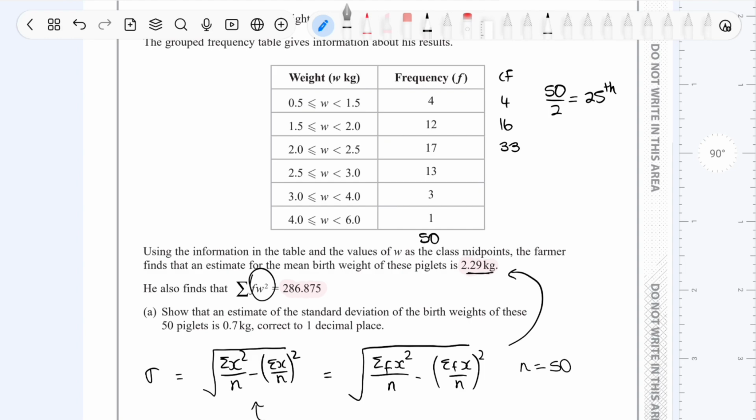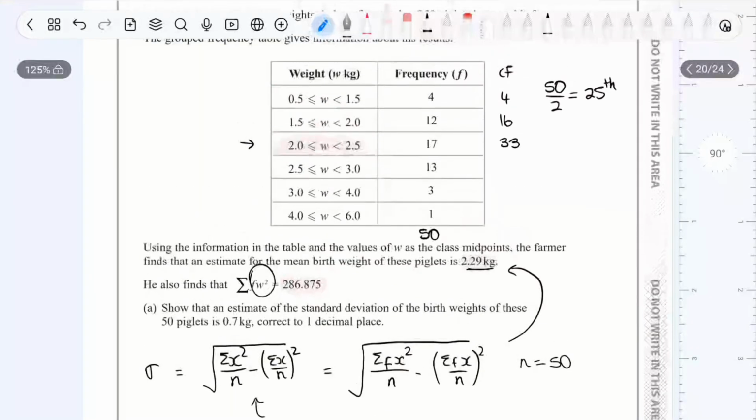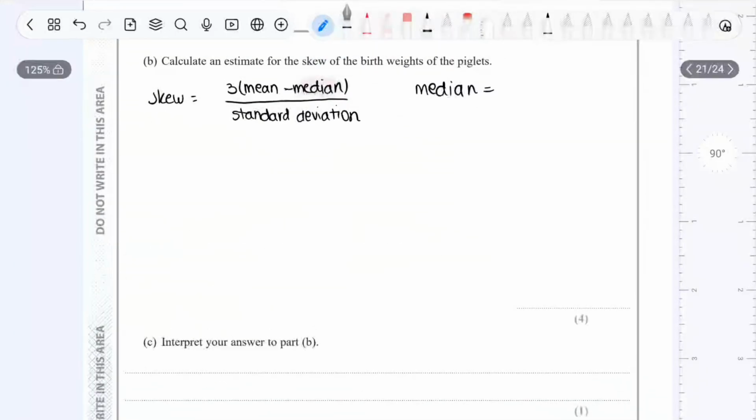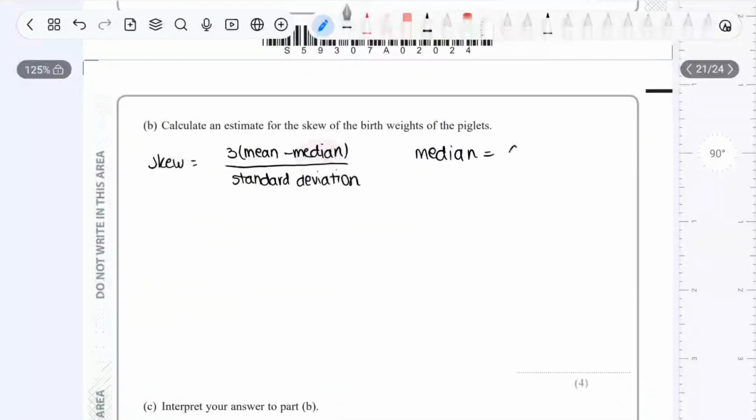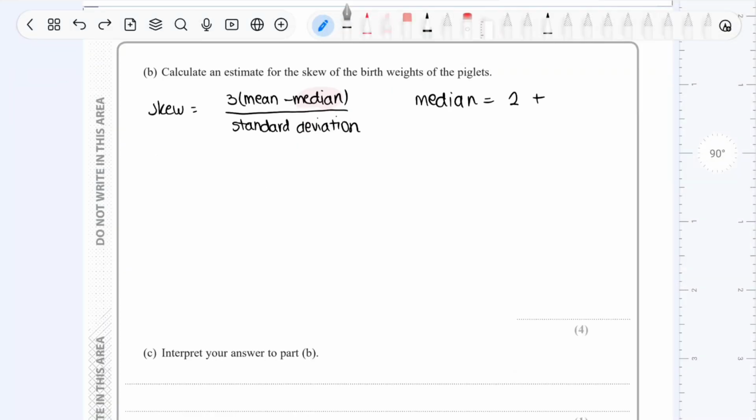So the 25 is somewhere within this category, the 2 and 25. Now the question is, how far into it is it? Because we're going to estimate the median, what value could we give it? So if we go back to this, it starts at the interval 2, because that's the minimum value in that interval. In terms of the class intervals, the cumulative frequency was 17 and then 33. We needed to work out where 25 went in.